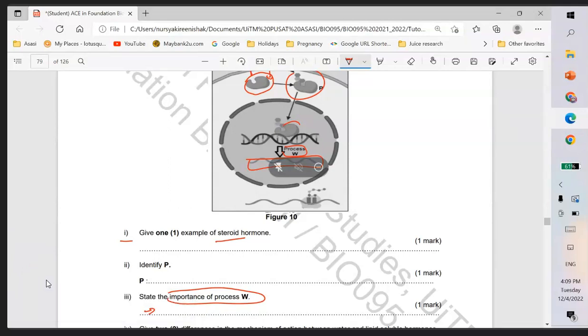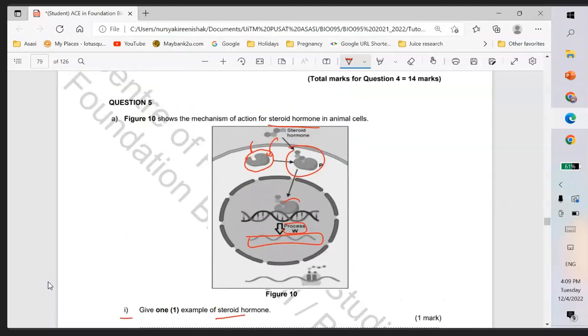Walaupun chapter 1 dan 2 tak masuk dalam syllabus, sebab itulah kita belajar dulu supaya you can apply the knowledge in the next chapter. So chapter yang kita belajar ni saling berkait. Walaupun dah lepas chapter 1, chapter 2, you still have to know the concept because it can be related to other chapter as well. So for example yang steroid hormone ni kan.